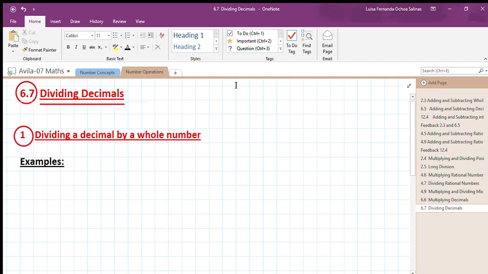Okay, girls, so the last chapter that we're going to cover in today's lesson is 6.7, dividing decimals. Our first section is going to be dividing a decimal by a whole number. So we're going to start right away with an example.